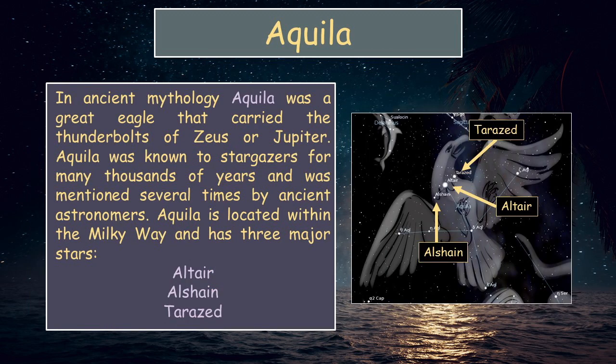Aquila. In ancient mythology, Aquila was a great eagle that carried the thunderbolts of Zeus or Jupiter. Aquila was known to stargazers for many thousands of years and was mentioned several times by ancient astronomers. Aquila is located within the Milky Way and has 3 major stars: Altair, Alshain, and Tarazed.